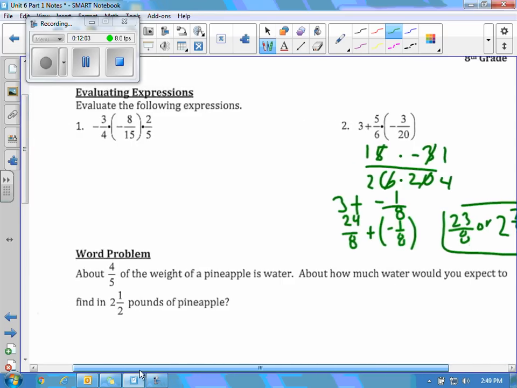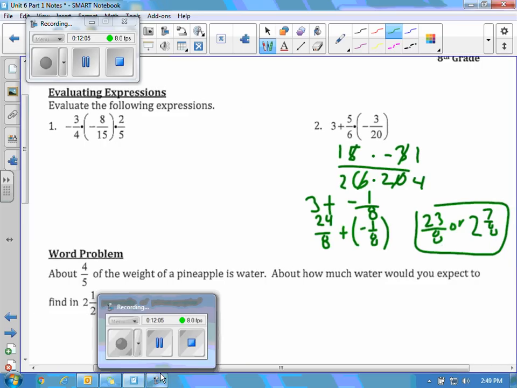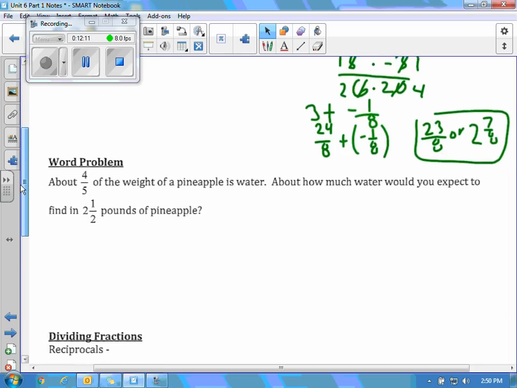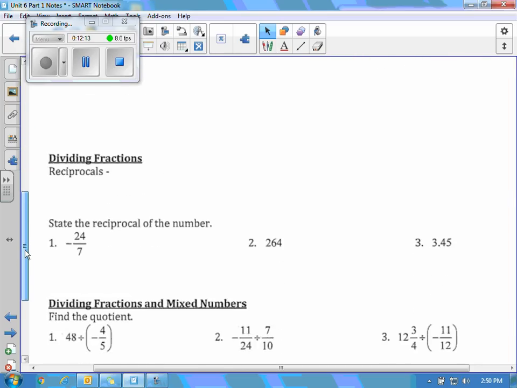Again, that's just all multiplication. So numerator times numerator times numerator, denominator times denominator times denominator. Just keep track of the negatives. The word problem I'll leave to you as well.